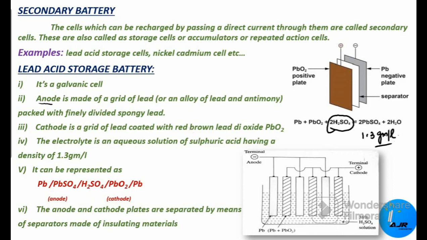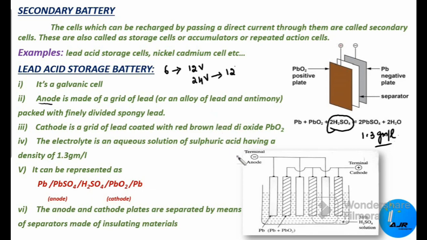Understood? As mentioned above, this lead acid storage battery is constructed by connecting a number of lead acid storage cells in series. This battery consists of 6 cells, and these 6 cells can provide 12 volts. It can give an EMF of 12 volts. So in order to obtain an EMF of 24 volts, we should connect 12 cells in series.